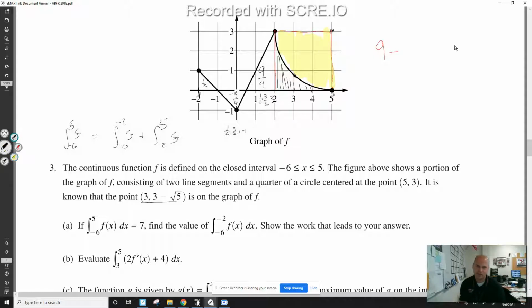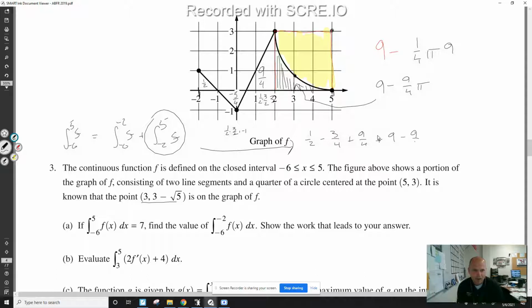A lot of students actually don't know how to do this. So that's a quarter of a pi times 3 squared. So that's 1, 2, 3, 1, 2, 3. Yep. 9 minus 9/4 pi. Thanks, guys. That's great. That's this area here. Okay, so the area from negative 2 to 5 is 1/2 minus 3/4 plus 9/4 plus 9 minus 9/4 pi. Oh, that's great.